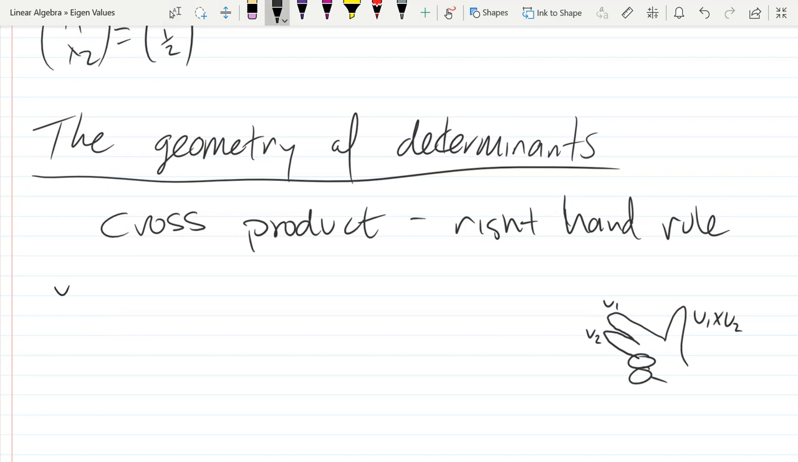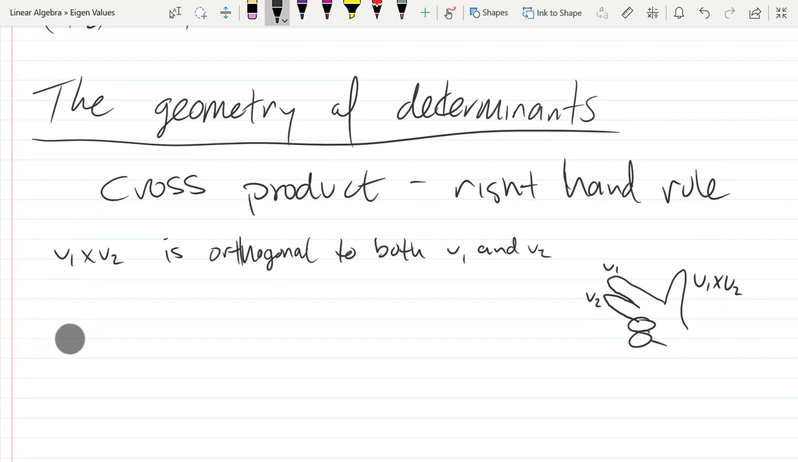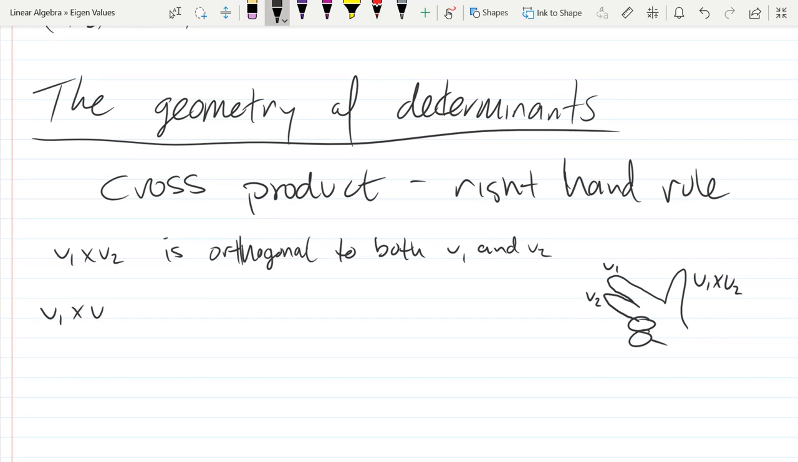So V1 cross V2 is going to be perpendicular or orthogonal to both V1 and V2. So the cross product is orthogonal to both the original vectors. And we just discovered this property by rotating our hands around.